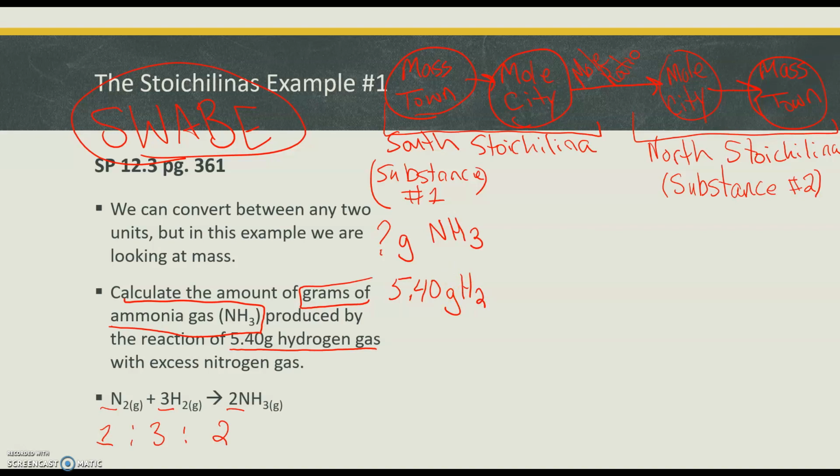Now, if you notice, we've already mapped out what we're going to do, so we can count how many conversion factors we'll have. Here, we'll have 1, which is molar mass road. Here we'll have a second, which is our mole ratio line. And here's a third, where we will have molar mass road again.